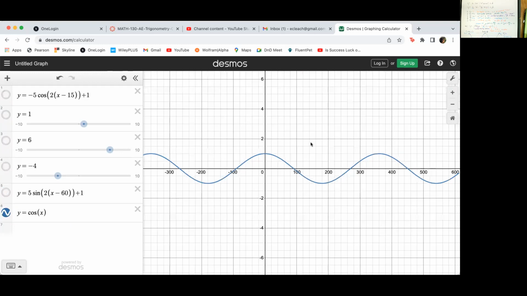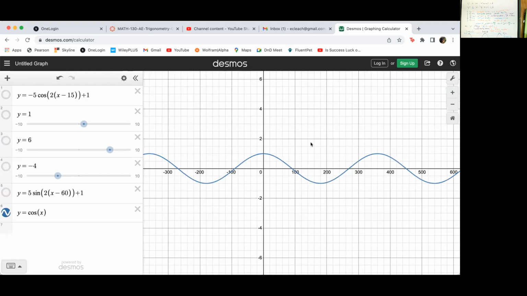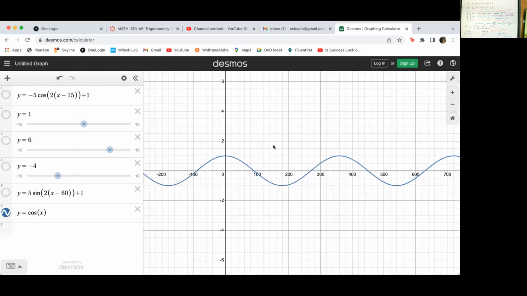Take a look what happens here. Let's look at this cosine x. Let's think a little bit more about these horizontal changes and vertical changes. Something to think about before we take a break.